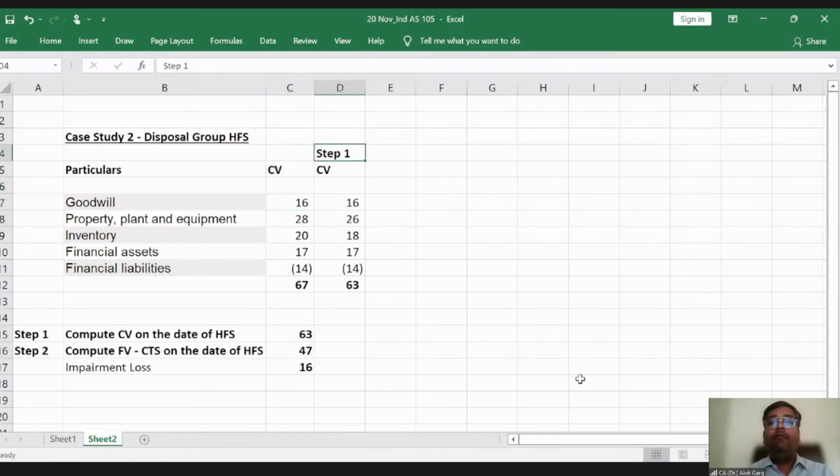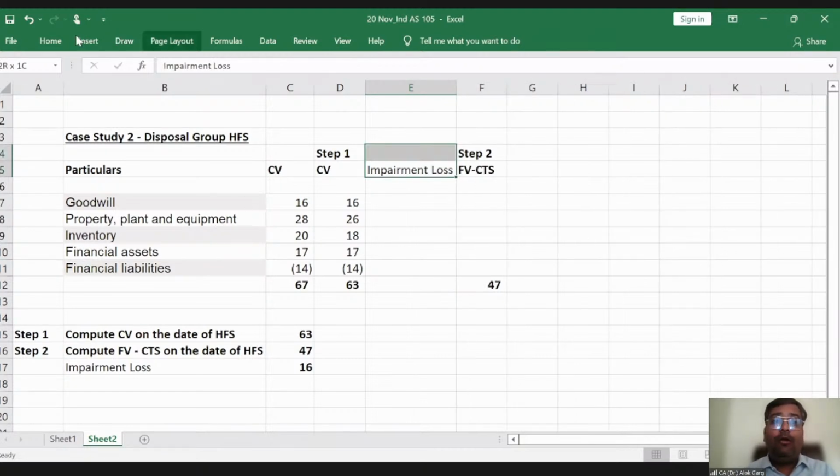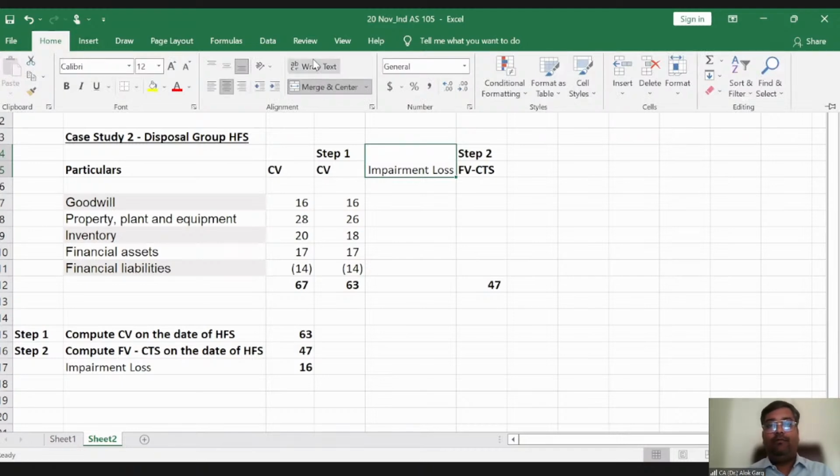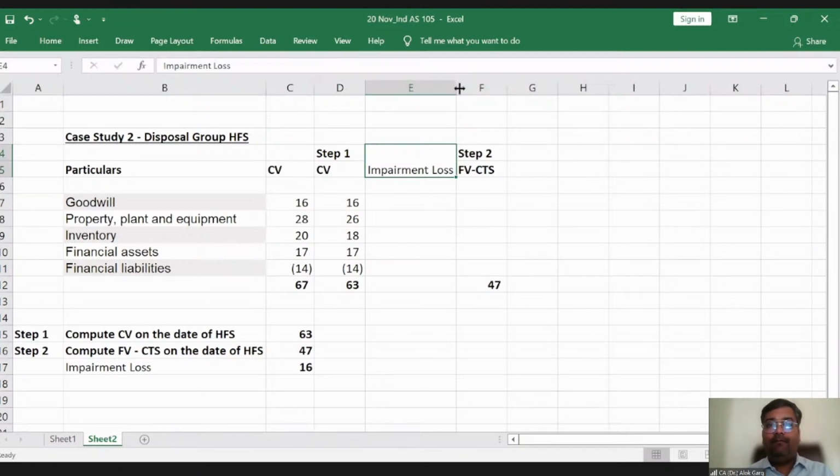My step number 2 is FV less CTS, and the total of FV less CTS is given. The individual values are not given, right? Now the question arises. If you have to recognize at lower of carrying value and fair value less cost to sell, there will be an impairment loss. Now the question arises that how this impairment loss of a group has to be allocated in the group. This is the question, right?